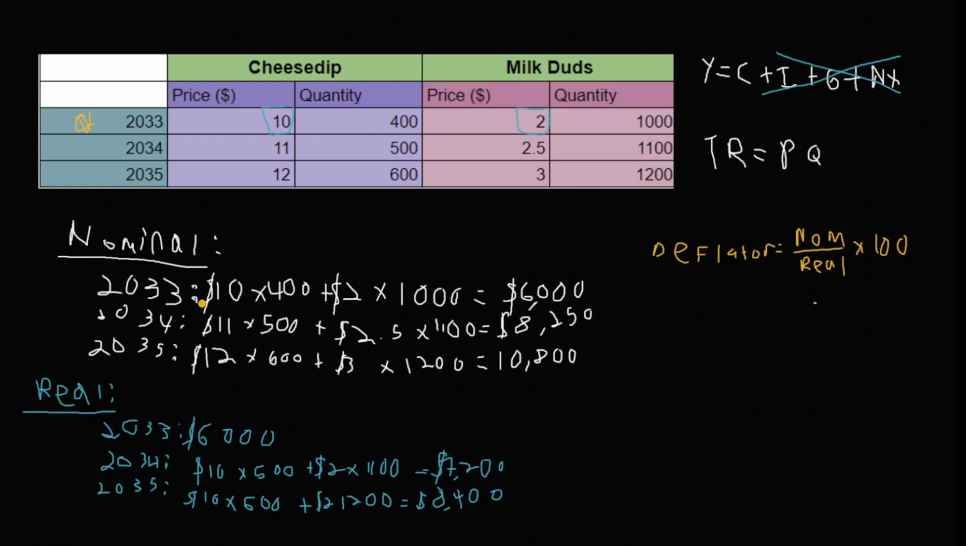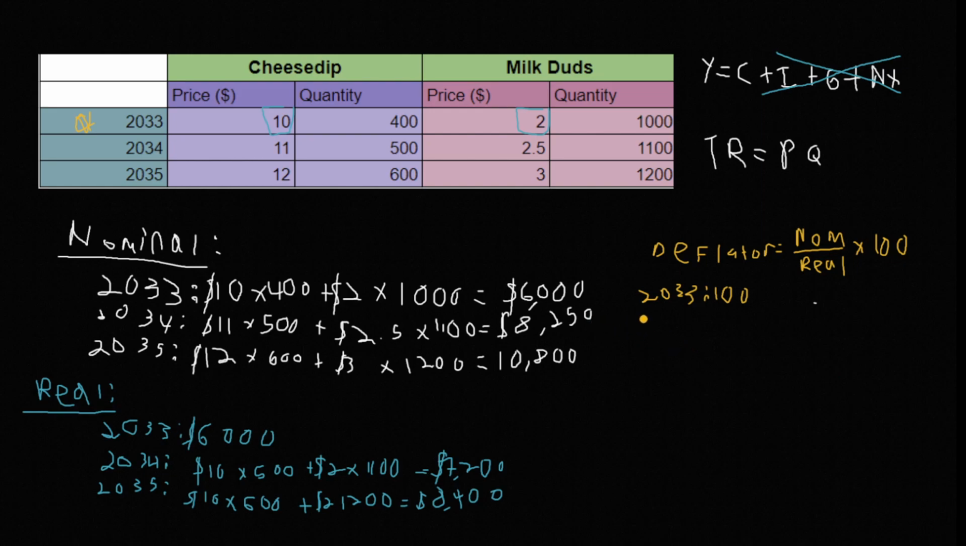So, if we look at the nominal and real GDPs for our base year, that'll be 6,000 divided by 6,000, which is 100. And so unless you've royally screwed up your problem, if you're ever told to calculate the GDP deflator for the base year, then it should be 100. So the deflator for 2033, which is our base year, will be 100.